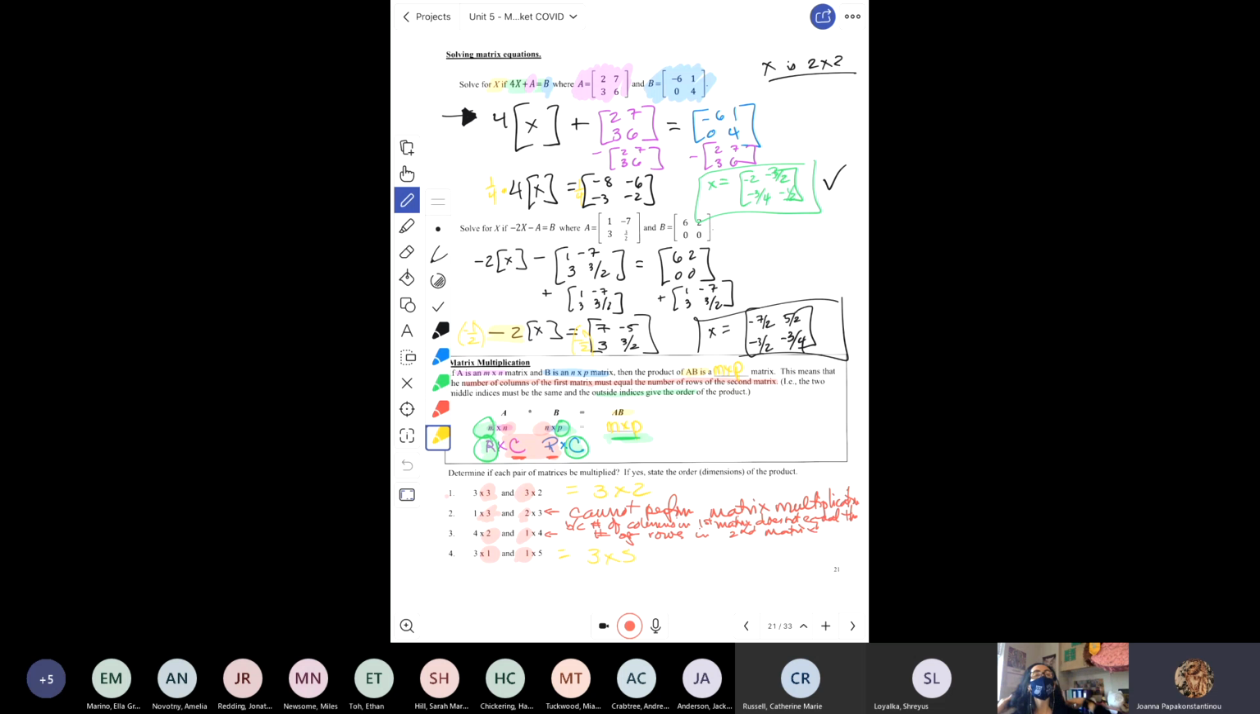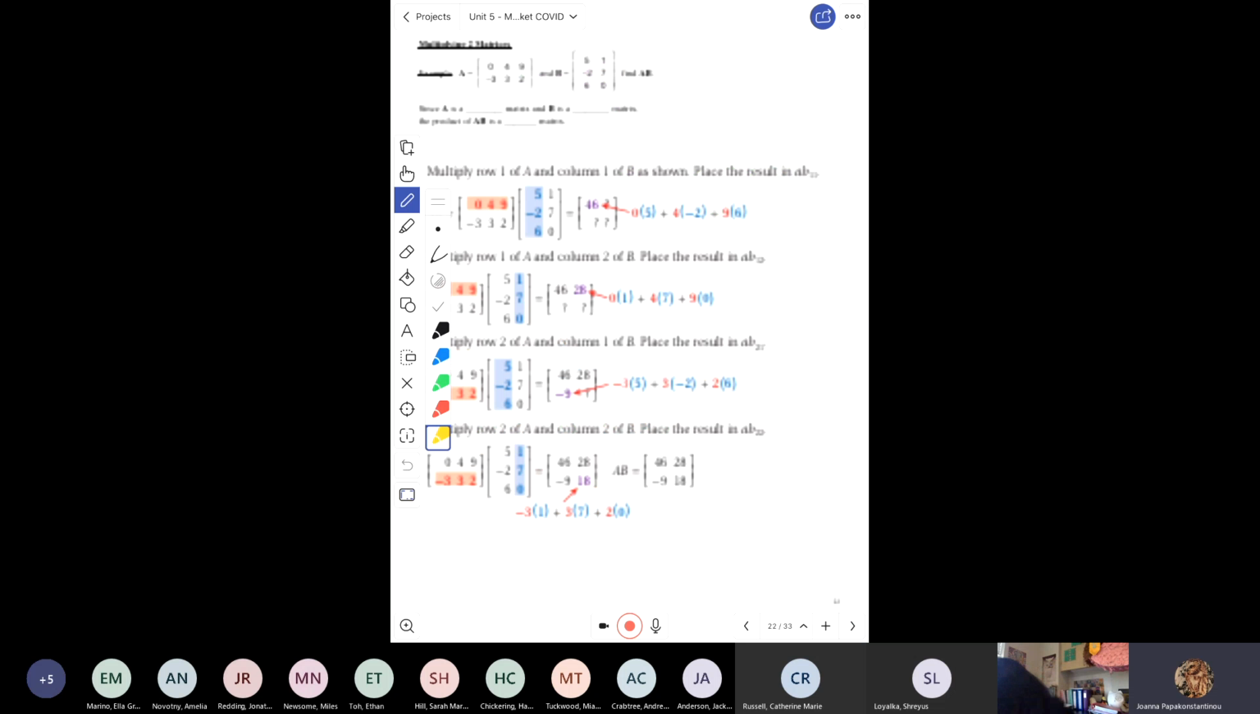Okay, so first thing you want to do is say, can I even multiply them? If I can, the next thing you want to determine is the order of the product matrix, the matrix product. That is going to help you remember how to multiply matrices. So here we go. This is exciting. So exciting.